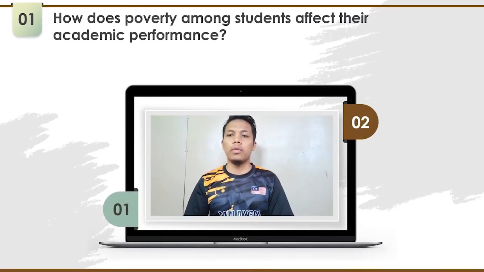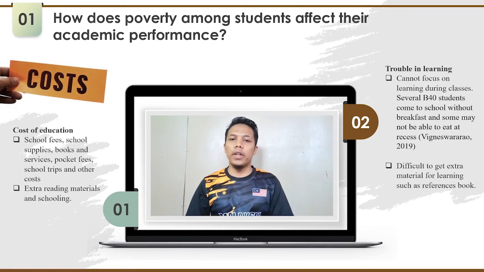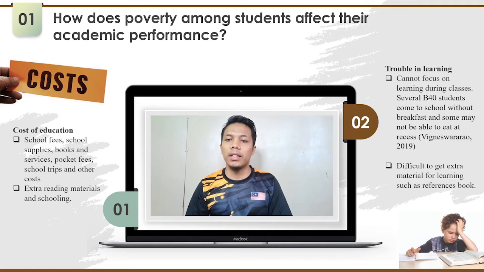First is, how does poverty among students affect their academic performance? Numerous studies have been conducted that link poverty to quality of education, measured by students' academic achievement, especially at the preschool, primary and secondary levels. First, poverty among students affects their academic performance due to the cost of education. Parents have to meet costs such as school fees, school supplies, books and services, pocket money, and others to educate their children.